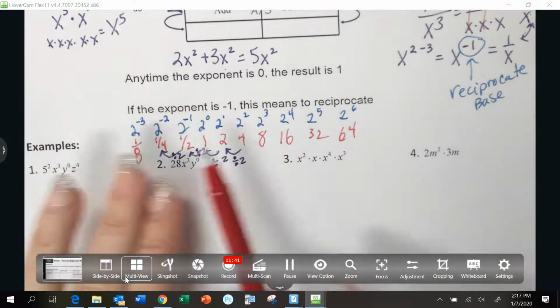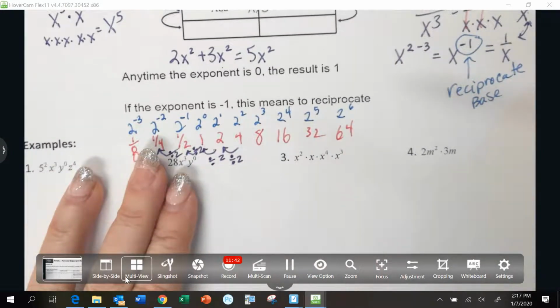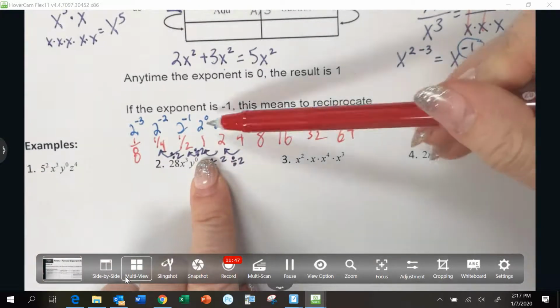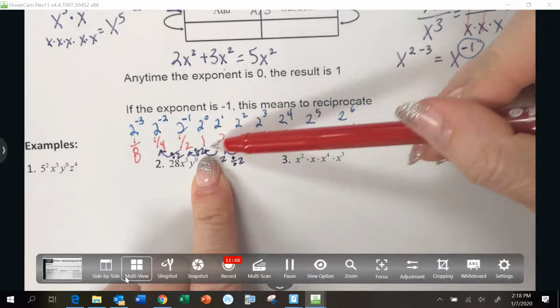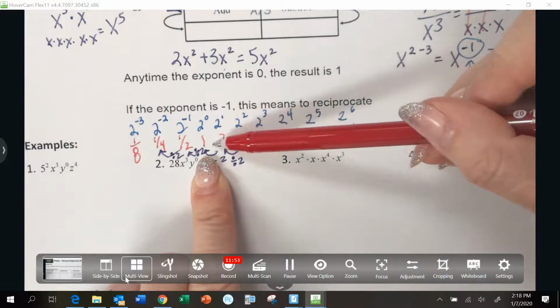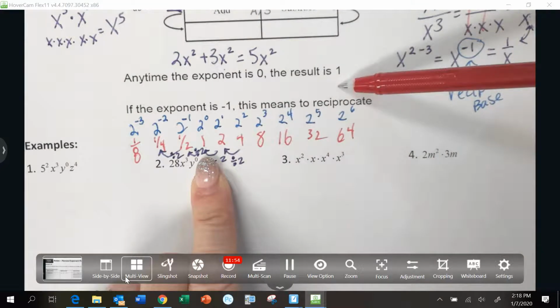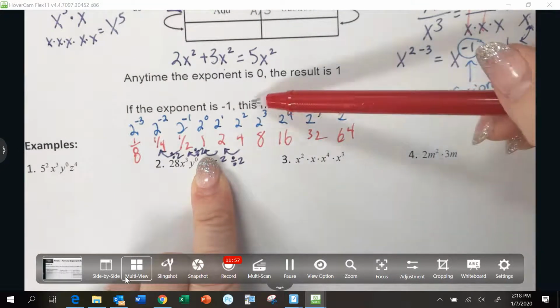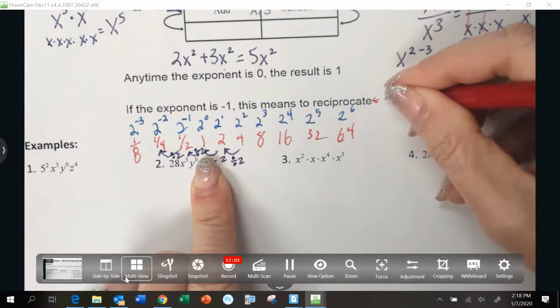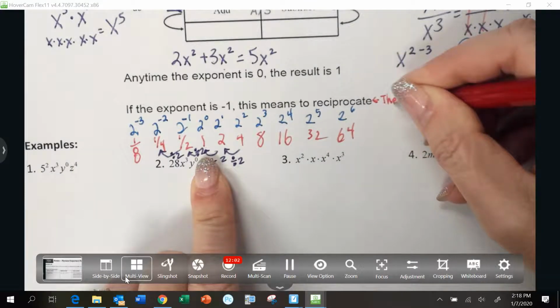Okay, so because of this chart right here, anytime the exponent is 0, look in the middle. Anytime the exponent is 0, here it is right here, the answer is 1. This will happen every single time. If the exponent is 0, the answer is 1 every single time. And then if the exponent is negative 1, this means to reciprocate the base.